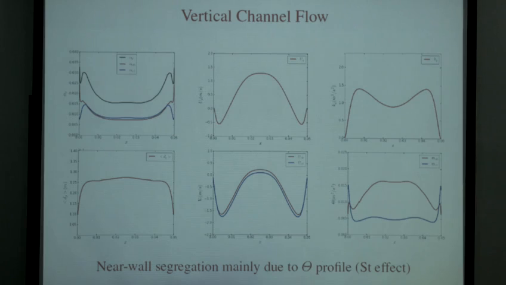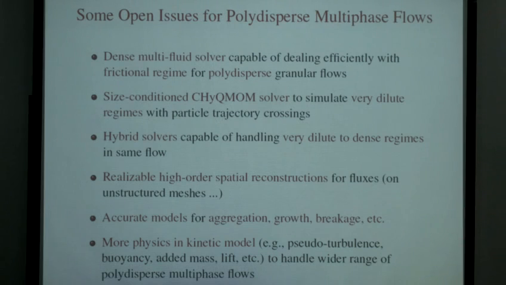Okay, so there is a Stokes number effect then on the distribution. Okay, so what are some open issues? What haven't we done yet, and what are the challenges?